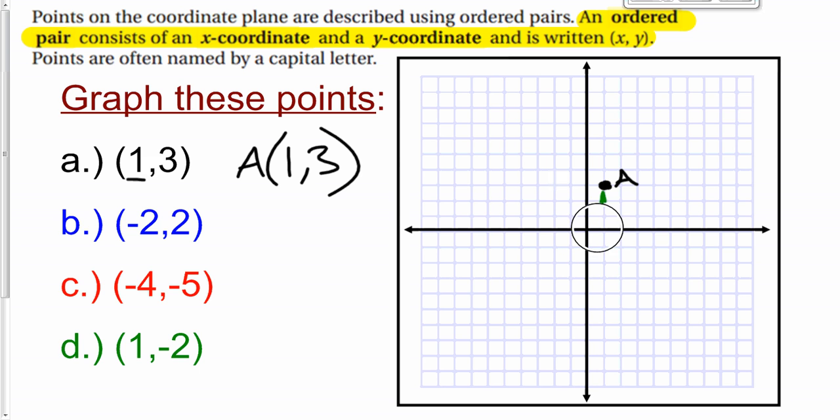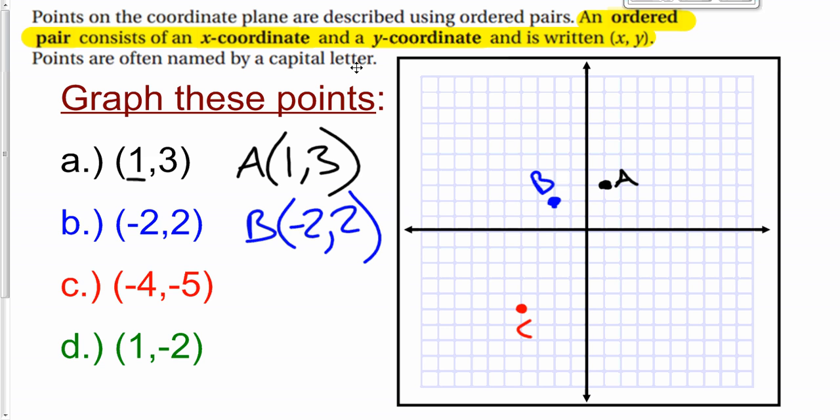All right. Let's look at the second one here, B. If it was written like this, it'd be the same thing. Point B is (-2, 2). So I'm going to go back 2 this time and up 2. That puts me right here. That's point B. Okay. And I'll just put the other ones up here quickly. C, that's (-4, -5). So I'm going to go back 4, so 1, 2, 3, 4, down 5, 1, 2, 3, 4. That's point C.